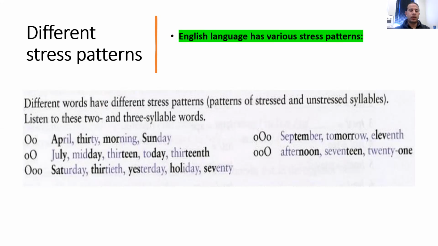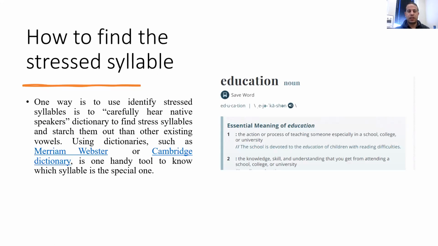So we have April, the stressed one is the first. We have July, the stressed one is the second. We have Saturday, the first. We have tomorrow, we have September, the stressed one is the second, and the stressed one is the last in words like 17, 21, and afternoon. All of these are the stressed syllable.